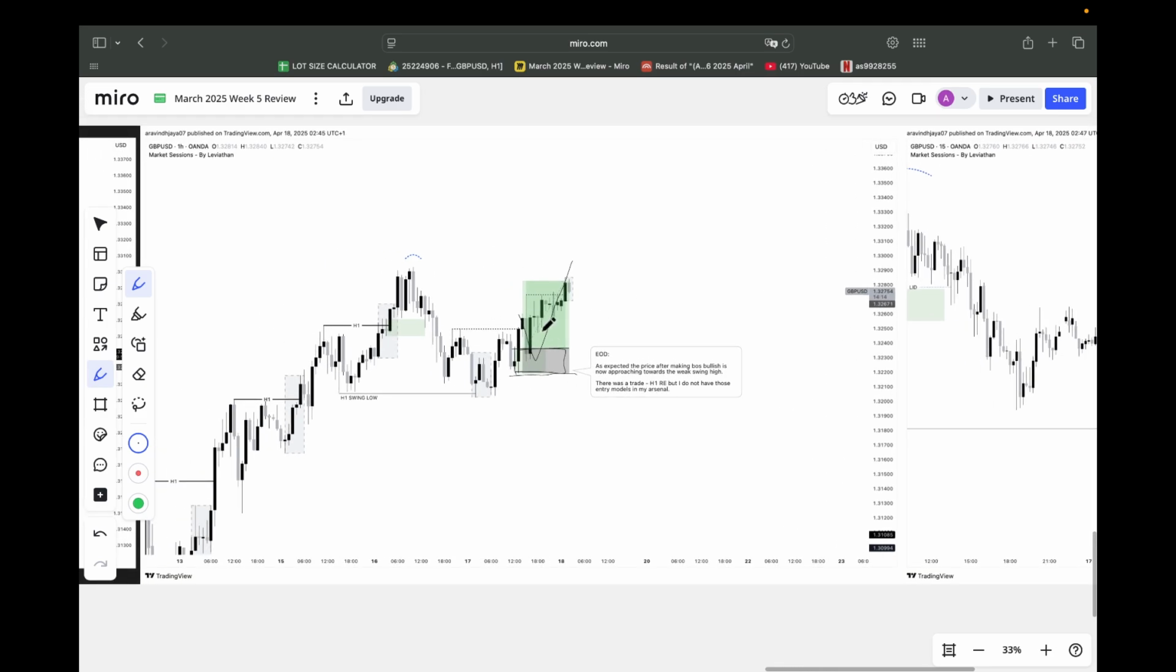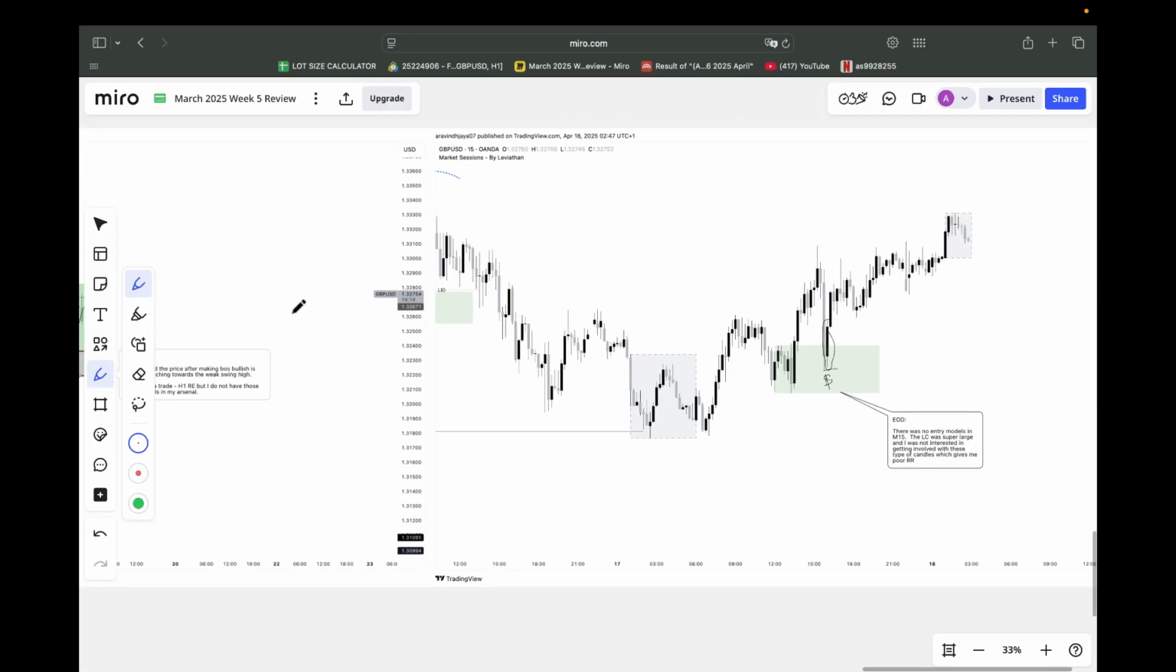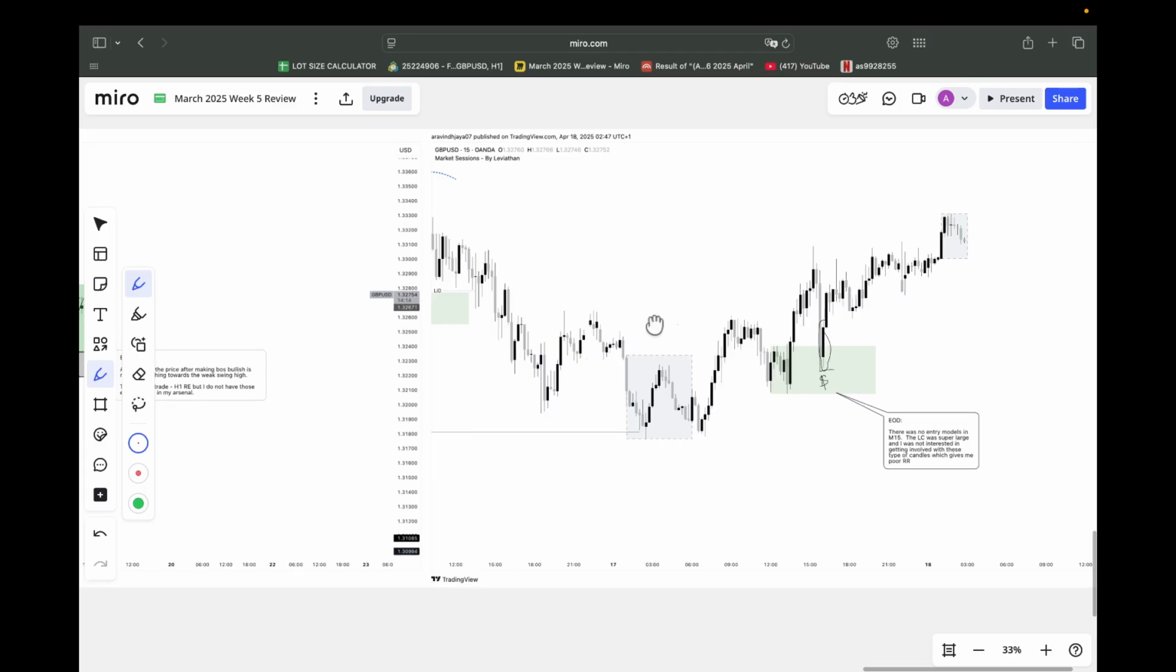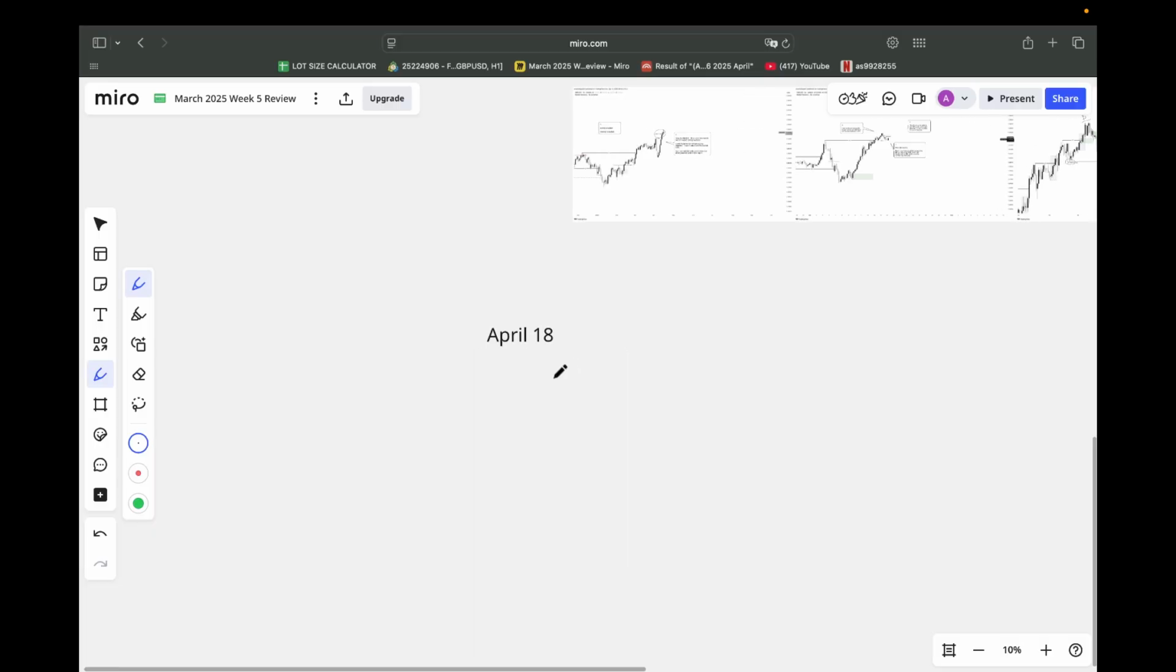The trade actually played out, but I didn't get the entry. So yeah, it is what it is. Sometimes your trade plays out, you won't get your entry. Sometimes I'll get my entry, but the trade does not play out. So it happens a lot of times. So we must get used to that.